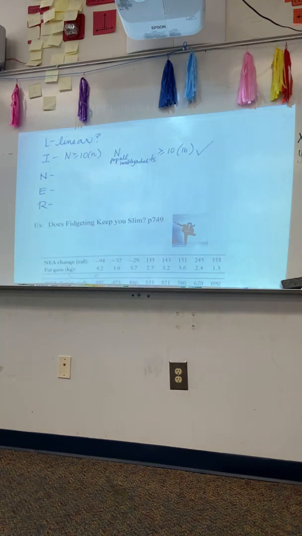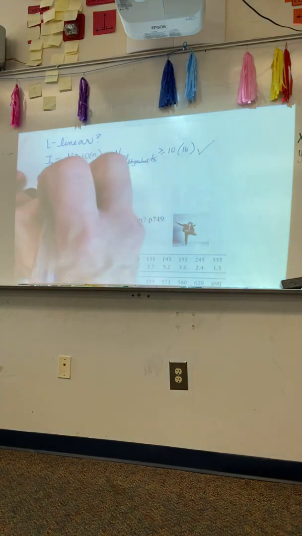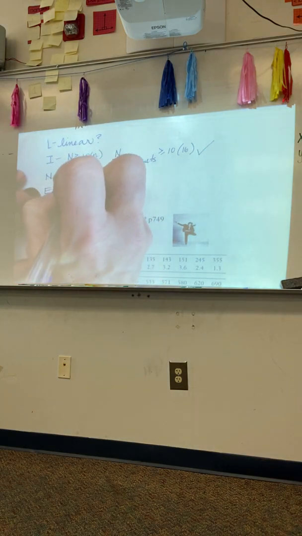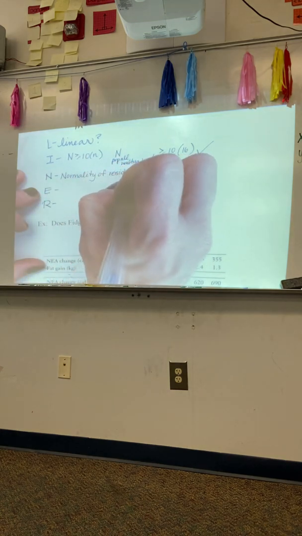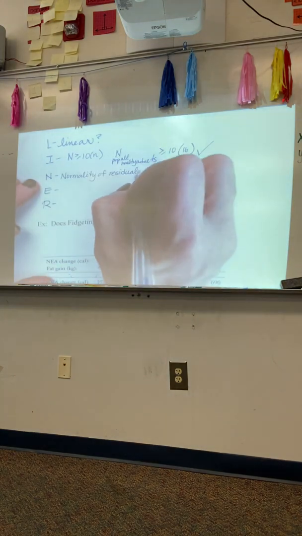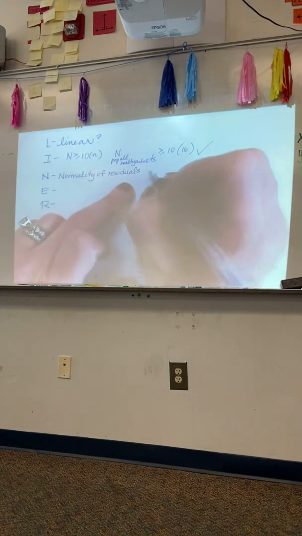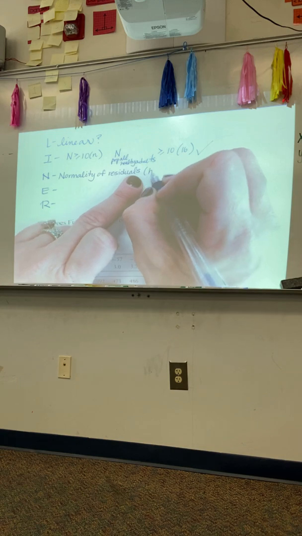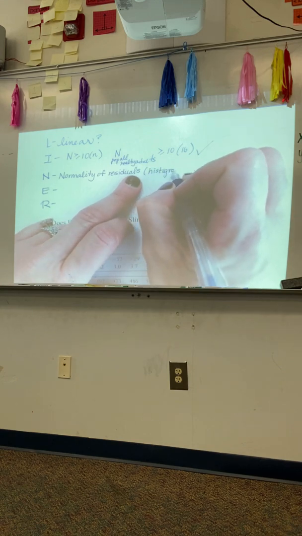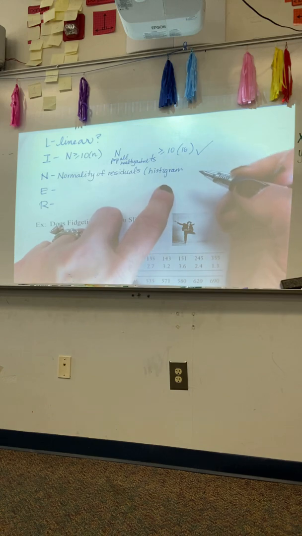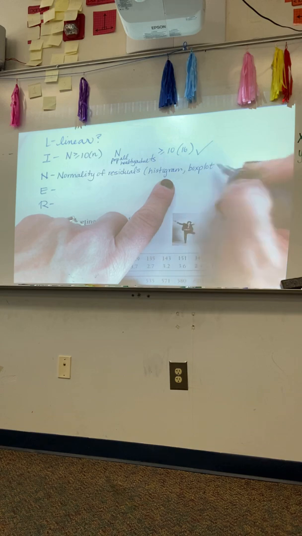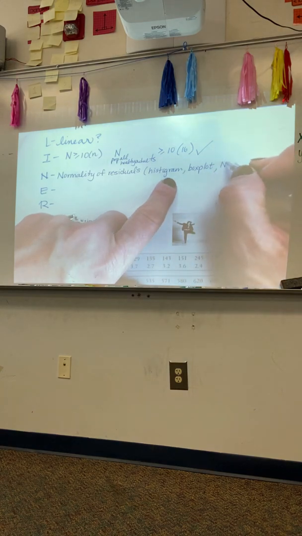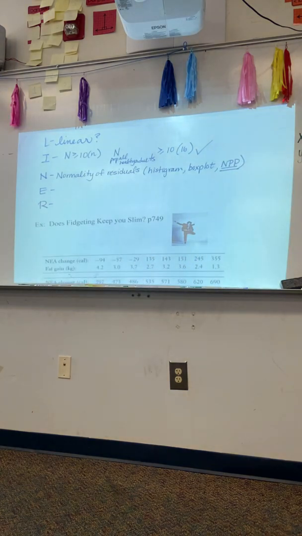N is talking about the normality of residuals. All right, so normality of residuals. You could either use a histogram here, but we don't have a whole lot of information. We only have 16 pieces, so a histogram might not be the best. You could use a box plot, couldn't you, to see some symmetry, but I like to use the normal probability plot. So I'm going to show you how to use the normal probability plot today, okay?